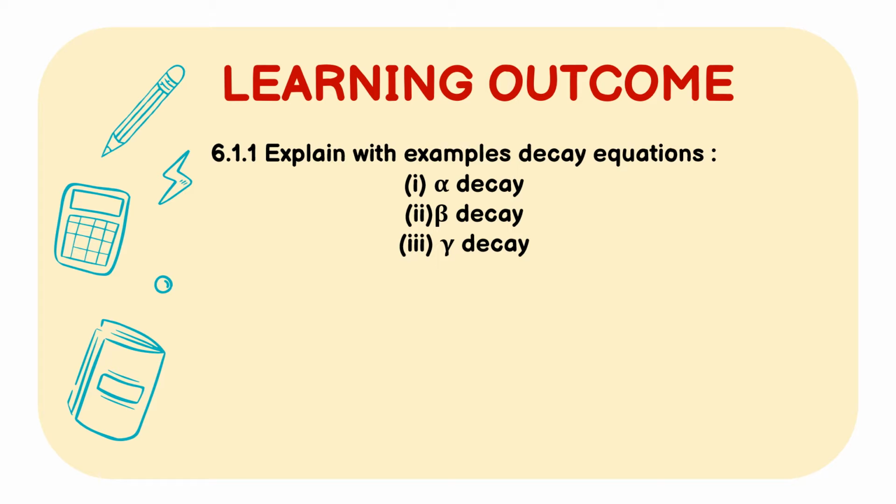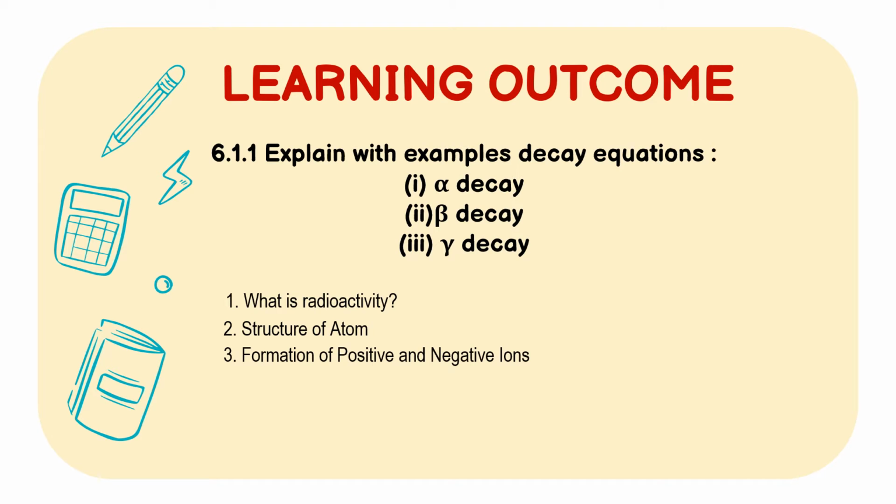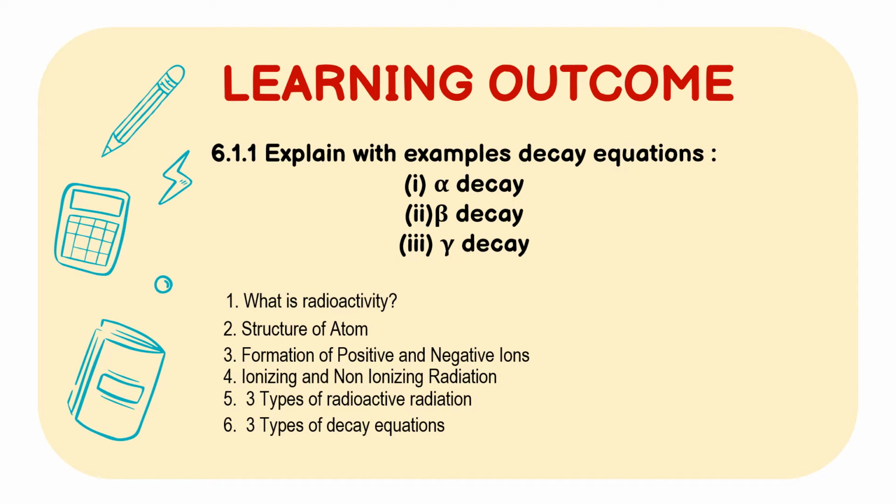So, to achieve the learning outcome, the student should know first what is radioactivity, second, structure of atom, third, formation of positive and negative ions, fourth, ionizing and non-ionizing radiation, fifth, three types of radioactive radiation, sixth, three types of decay equations, and seventh, use of radiation decay.